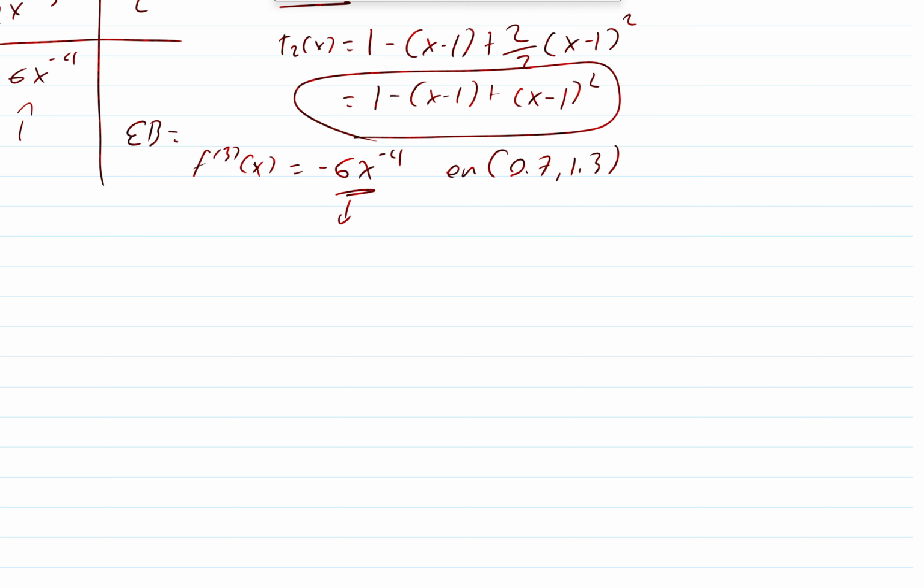Anyways, f triple prime, because we're finding the third derivative. That's when the third one comes in handy. It equals negative 6 x to the negative 4, on the interval 0.7 to 1.3. Let's change this real quick because that one looks pretty hard to do. We're going to change it to 6 over x to the power 4.